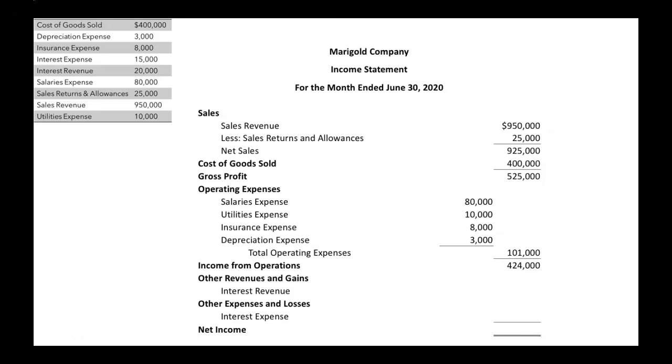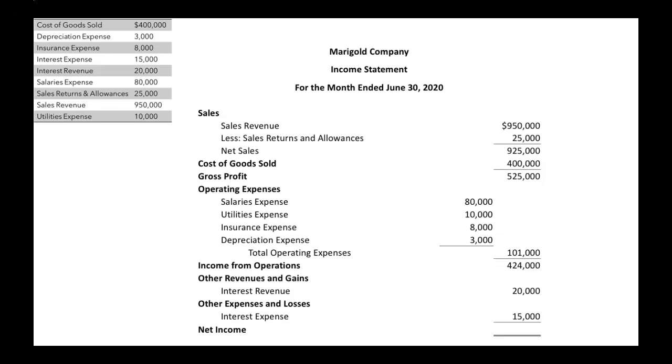Then we get to these last couple sections, our other revenues and gains and other expenses and losses. So we had an interest revenue. We also had an interest expense. So our interest revenue, that was $20,000, and our interest expense was $15,000. We will then use these amounts to help us figure out our net income.